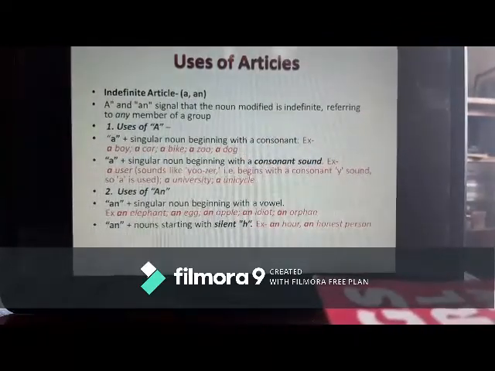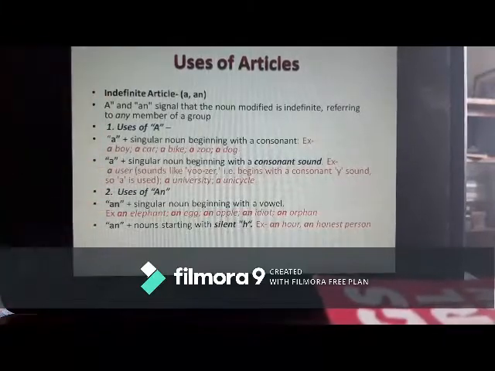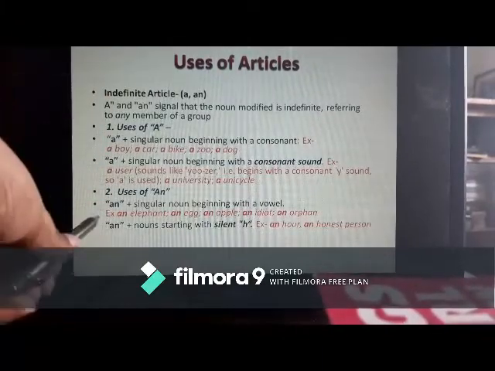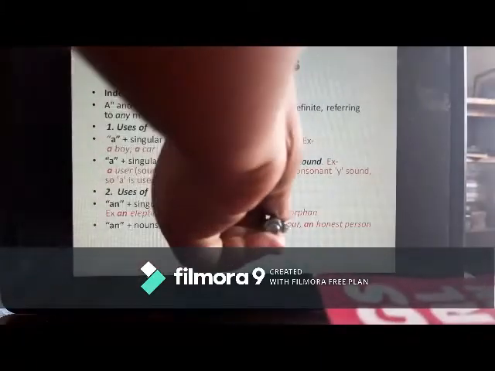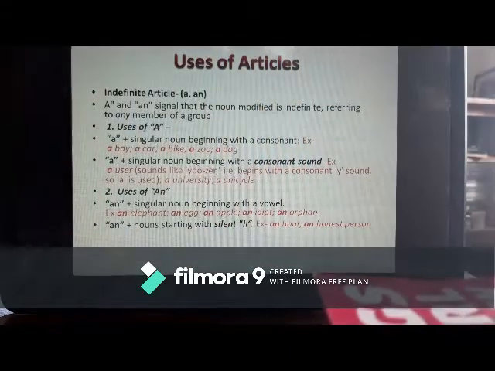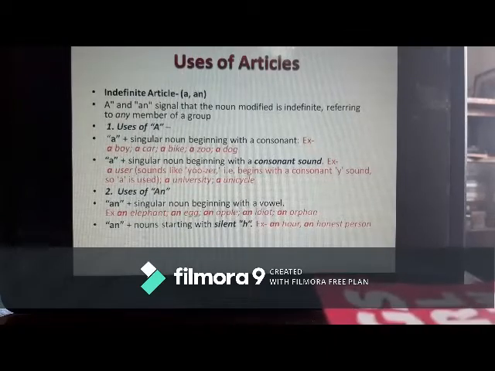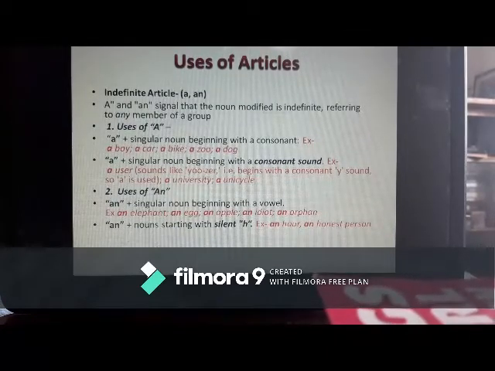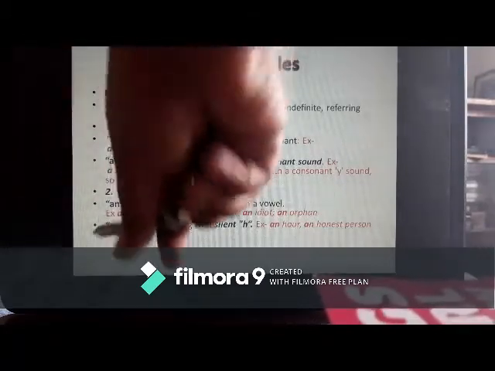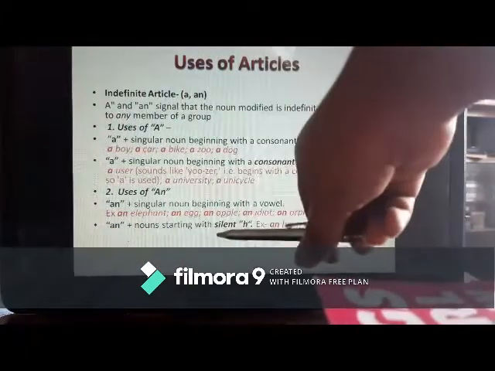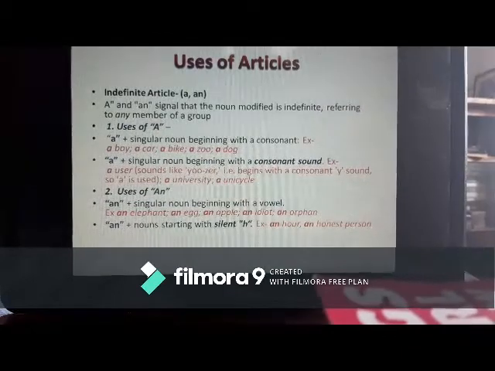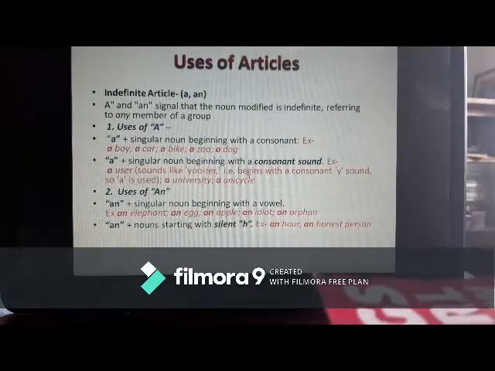Okay, uses of an. It is similar to a. Okay, a singular noun beginning with a vowel, and all of us know that we use an before a vowel letter. For example, a, e, i, o, u. Okay, and the second one is an plus a noun starting with a silent h. So we also use an before a silent h.